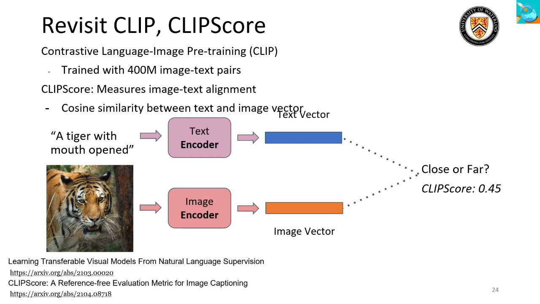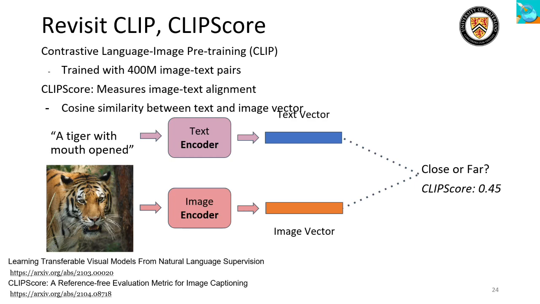And then we have CLIP score, so let's talk about CLIP first. CLIP is Contrastive Language-Image Pre-training. It's a pre-trained model trained on 400 million image-text pairs. And CLIP score is used to measure the image-text alignment using the knowledge from CLIP.